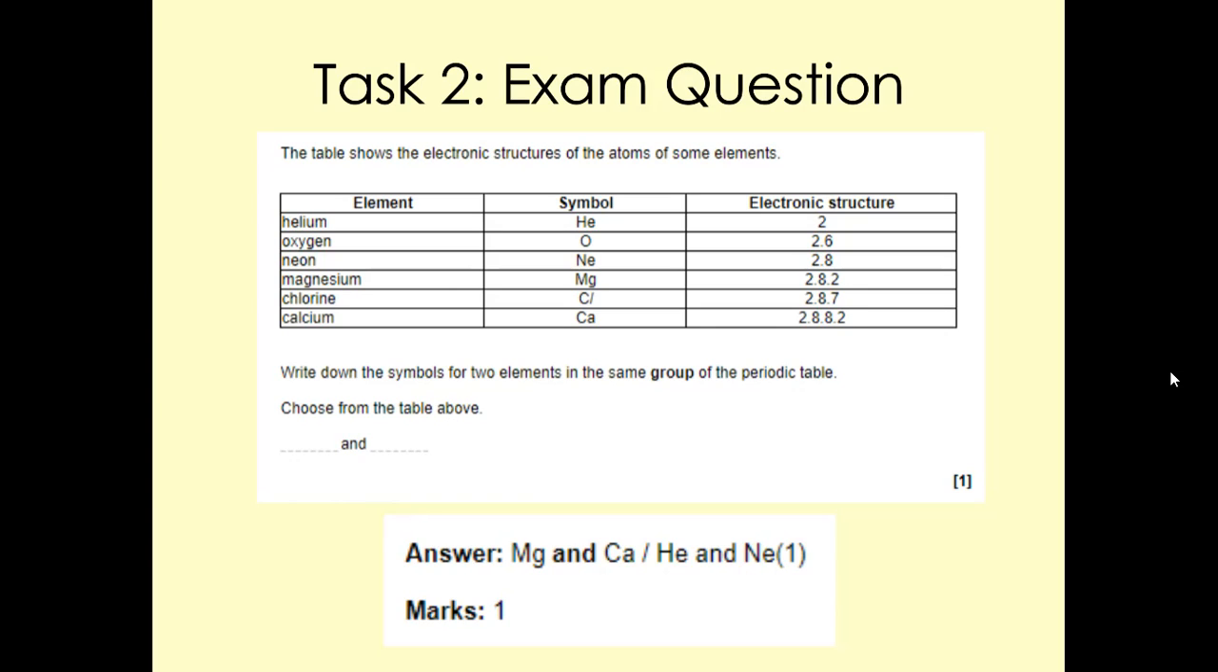Okay, so it asked you to choose 2 in the same group. So you wanted 2 that had the same number of electrons in the outer shell. Although helium's a bit more complicated than that, so I'll get back onto that in a minute. Magnesium and calcium, if you look at their electronic structure, they both end in 2, so they're both in group 2. Now, helium's a bit more tricky because the final group on the right-hand side all has a full outer shell. So helium, even though it doesn't have 8 electrons, it's got a full outer shell. So helium and neon both have a full outer shell, and therefore they're in the same group as each other.